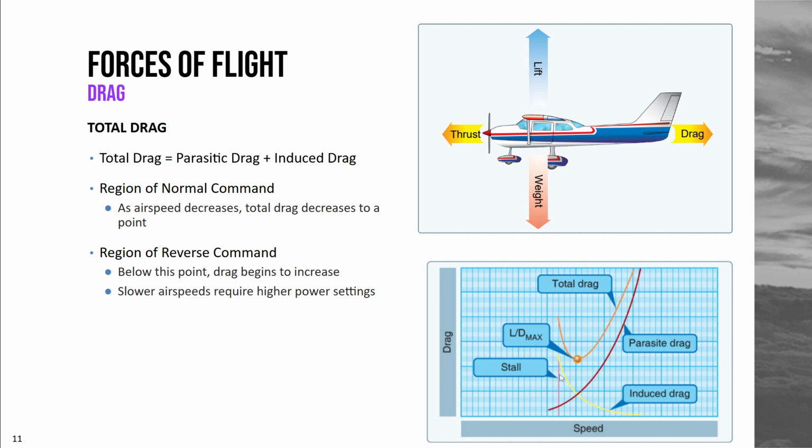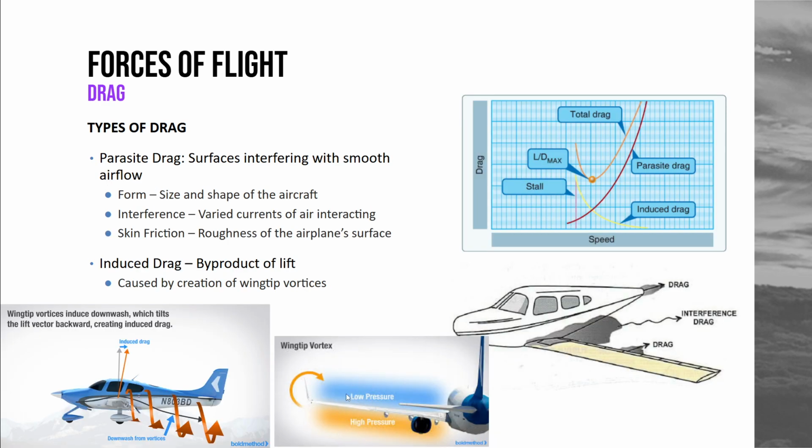Well, when we slow down in our aircraft, we have to pitch higher and increase our angle of attack in order to maintain our altitude. And when we increase our angle of attack, the pressure differential below and above the wing gets greater, leading to stronger wingtip vortices. Meaning the slower we get and the more we increase our angle of attack, the further aft this lift vector gets shifted, leading to more induced drag.